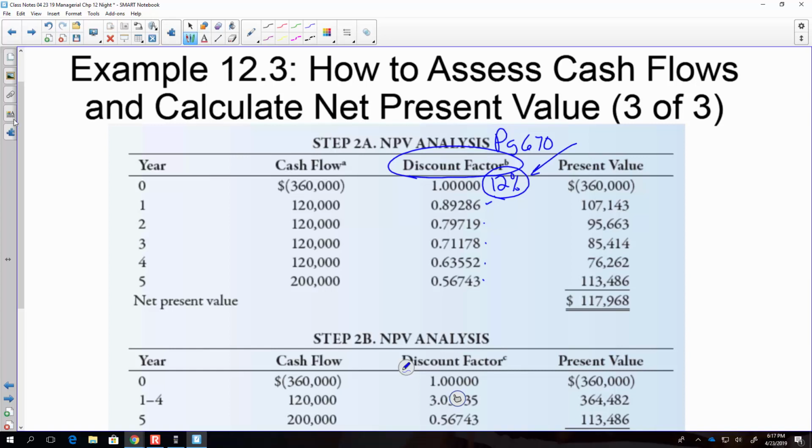Now, what is the 12%? The 12% is the company's desired rate of return, desired profit on the project. They want to make 12% on their investment. So if I'm investing $360,000, I want to make 12% every year for 5 years. If I don't get that, I don't do the project.